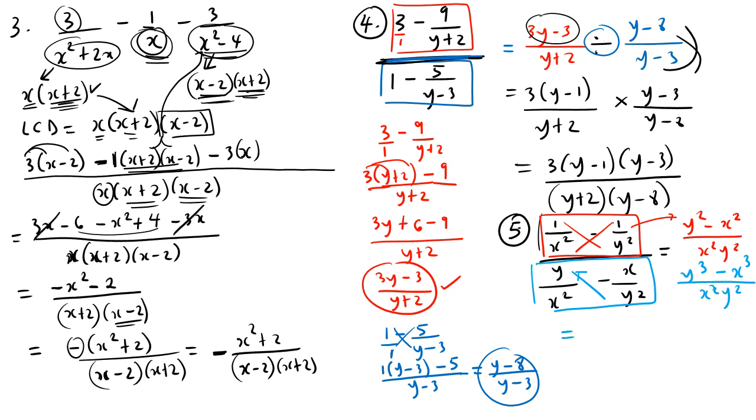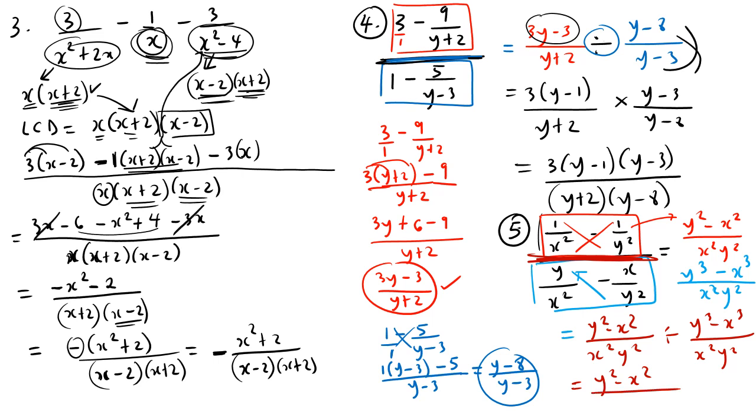So combining them now, for the top number I got a difference of two squares, or maybe just write y squared minus x squared divided by x squared y squared. Then I'm changing this to a division sign like that, so that I have y to the third minus x to the third divided by x squared and y squared. So this result here simplifies into y squared minus x squared over x squared y squared times.